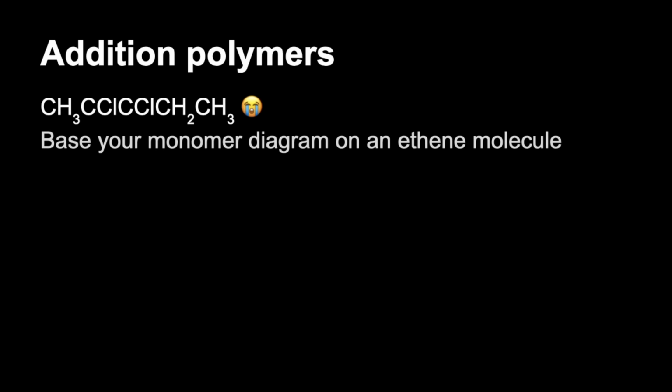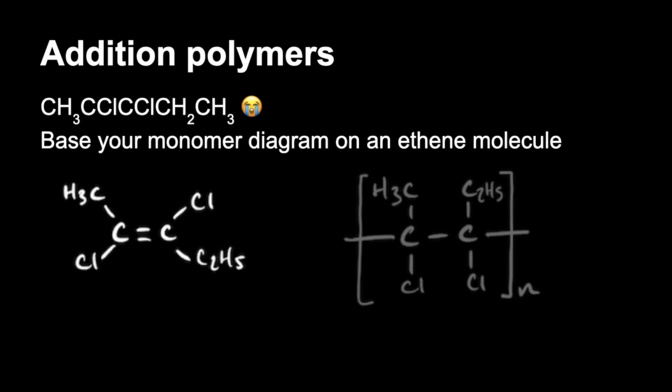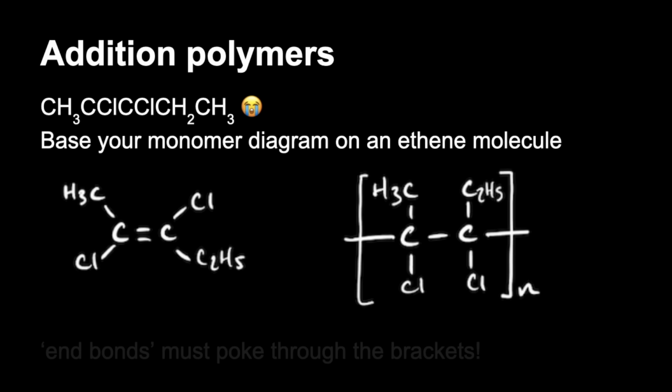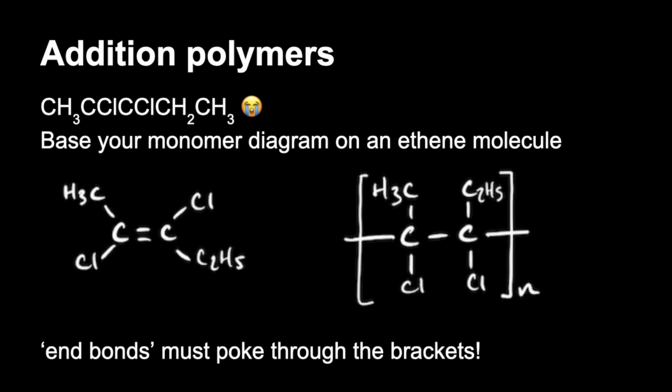The final alkenes topic we'll look at is addition polymers, because these are obviously made from alkenes. Something like that structural formula is not particularly friendly, so base your monomer diagram on an ethene molecule. That's much more friendly because it's really easy now to turn that into the repeat unit of the polymer. Literally, you just break one of the bonds in the double bond, so we've just got a single bond now between the two carbons. Obviously, that would be the sigma bond, and put two end bonds, but make sure they poke through the brackets.